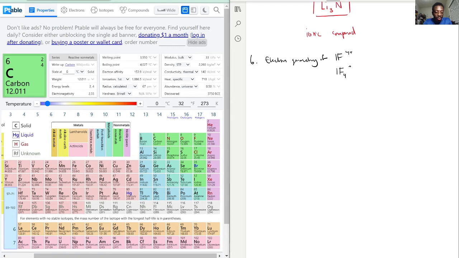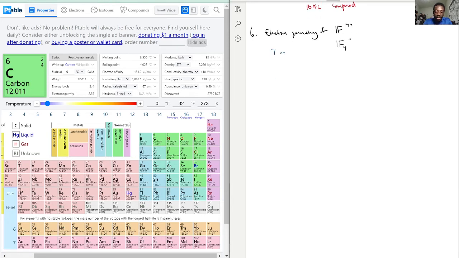So we have iodine, it's on the 17th column, so that means it wants to have 7 valence electrons. And fluorine is also on the 17th column, so that one is also 7 valence. So in total, we have 14. But if we did the whole IF4+, that would actually be 10 because we got rid of 4 electrons. So 10 electrons.